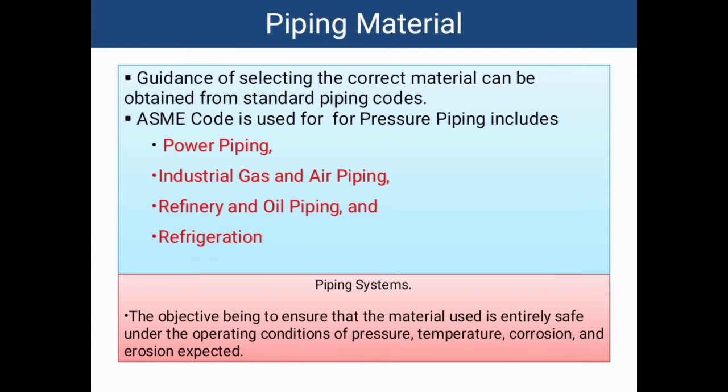Then piping material. Guidance for selecting the correct material can be obtained from standard piping codes. There are some standard codes available. Generally the ASME code is used for pressure piping, including power piping, industrial gas and air piping, refinery and oil piping, and refrigeration. So in every refinery industry, oil and gas industry, and power industry, we use the piping code as per the ASME code. Then the piping system, the objective being to ensure the material used is entirely safe under the operating conditions of pressure, temperature, corrosion and erosion expected.